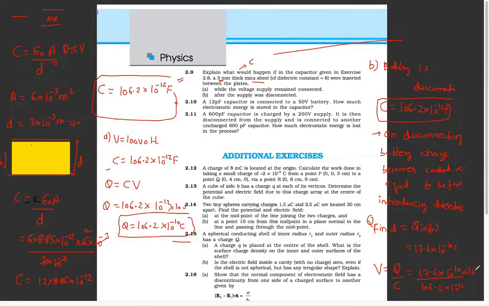So this way. Always remember, if your battery is connected, that means your voltage will remain constant. And if you disconnect the battery, then the charge becomes constant. Charge becoming constant means the value of charge will remain the same before and after the introduction of that. Just note it down and let me know if you have any doubt.